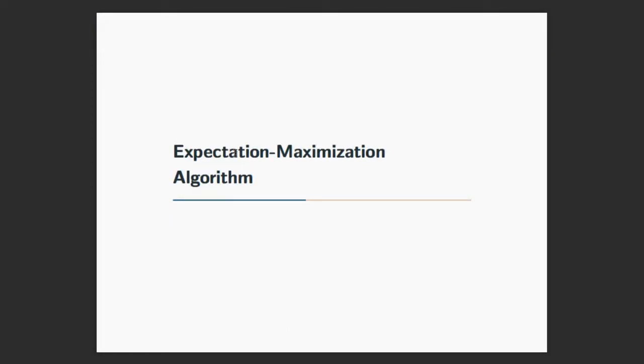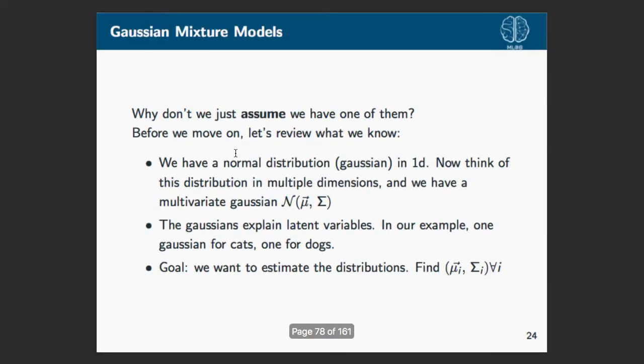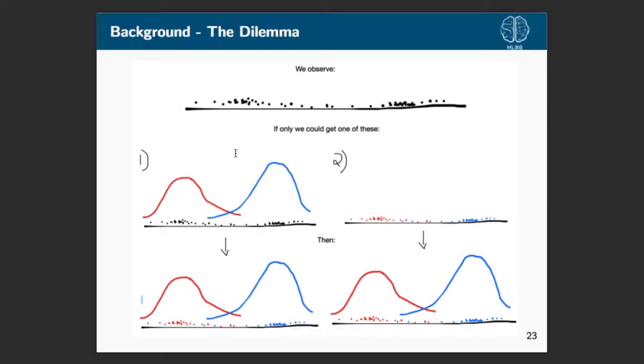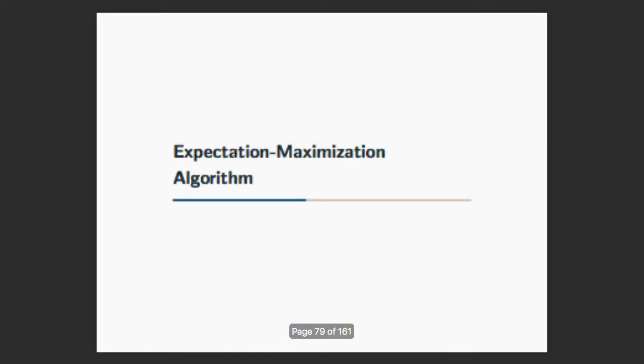Cool. So that leads us to the EM algorithm. By the way, it's called Gaussian mixture models because at the end, we have a mixture of multiple Gaussians, which basically means we have many Gaussians representing our data set. But that's just terminology.